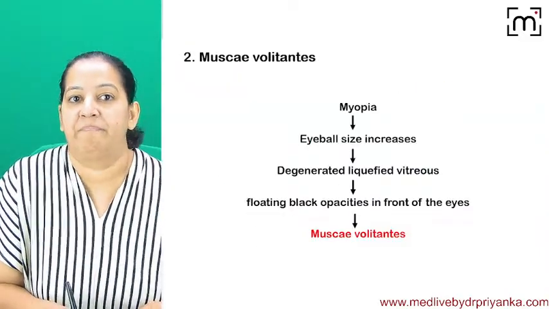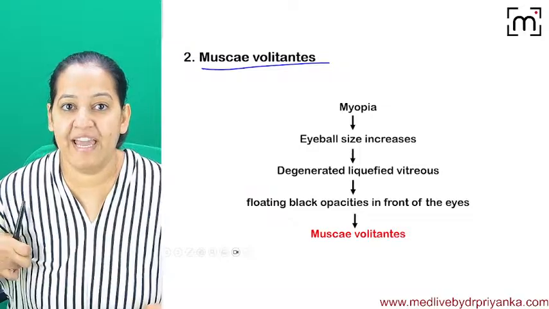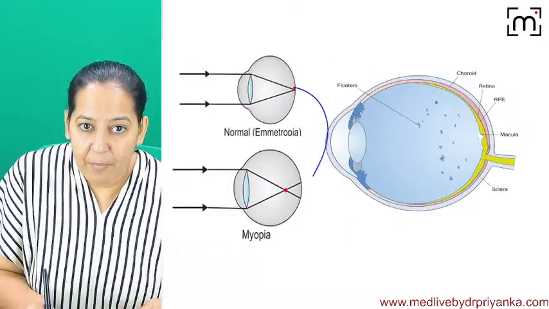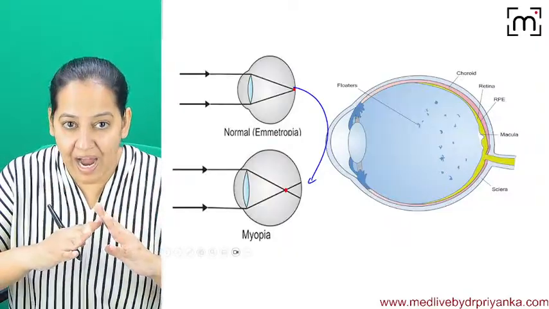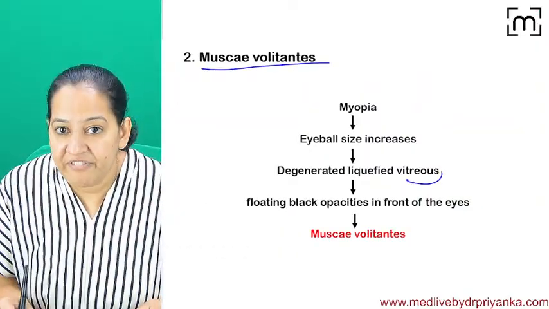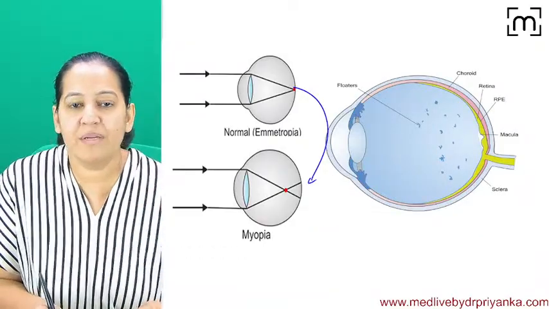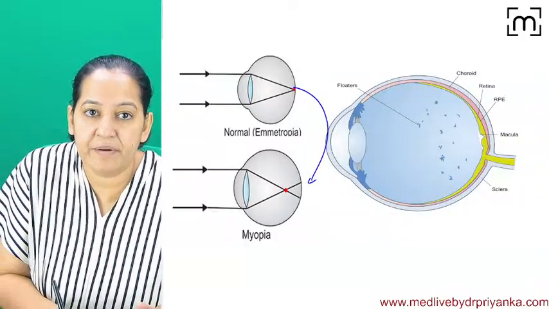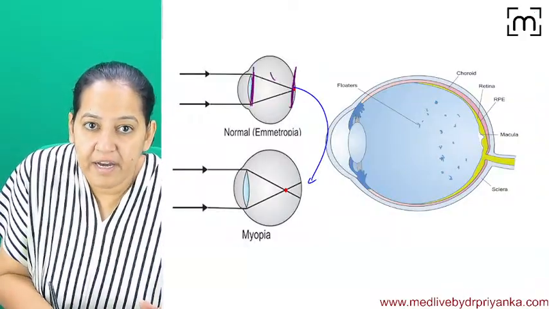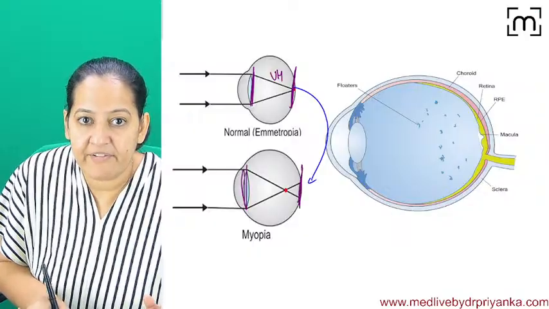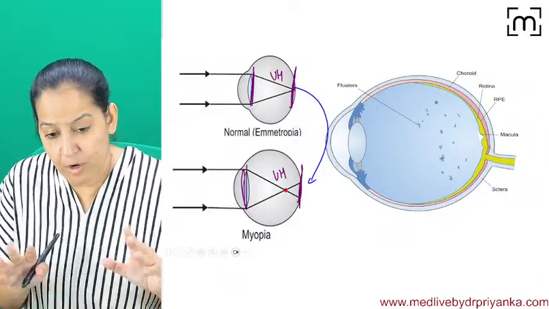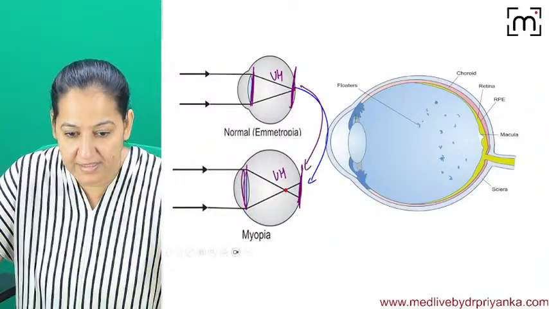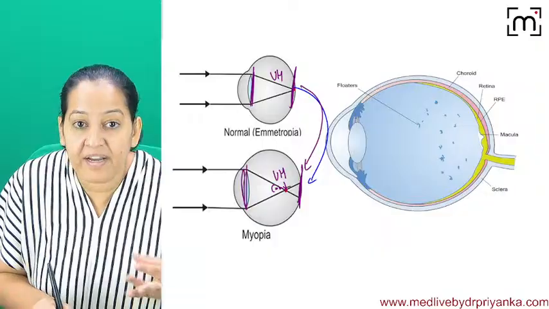Okay, second, muscae volitantes. What do you mean by muscae volitantes? Please understand. Can you see the eyeball size is increased? Since the eyeball size is increased, the vitreous humor gets degenerated. The vitreous humor is constant. I told you, what is vitreous humor? Vitreous humor is present in the posterior chamber. Where is the posterior chamber? From the lens till the retina, it contains vitreous humor. It's constant, given by God once for all in life. So when the eyeball increases in size, the vitreous humor is constant, so it gets degenerated.